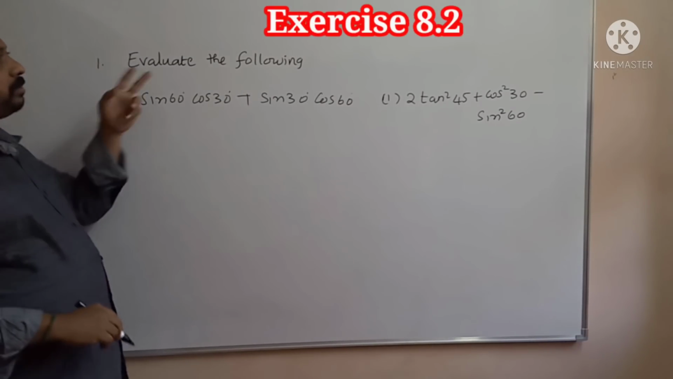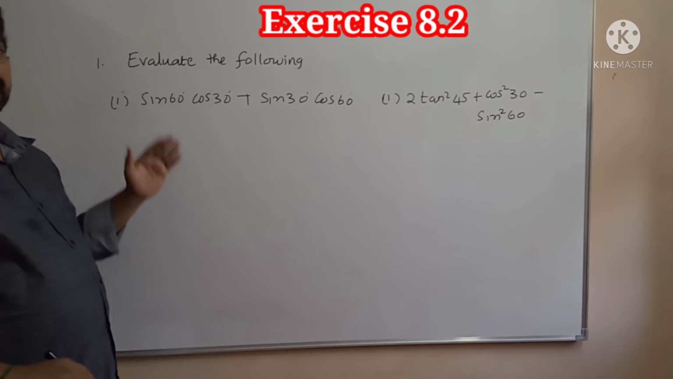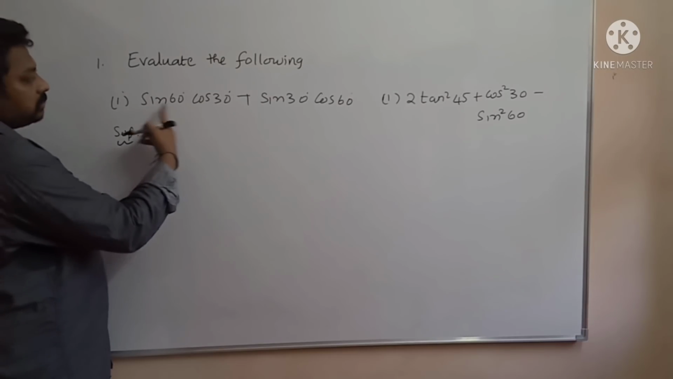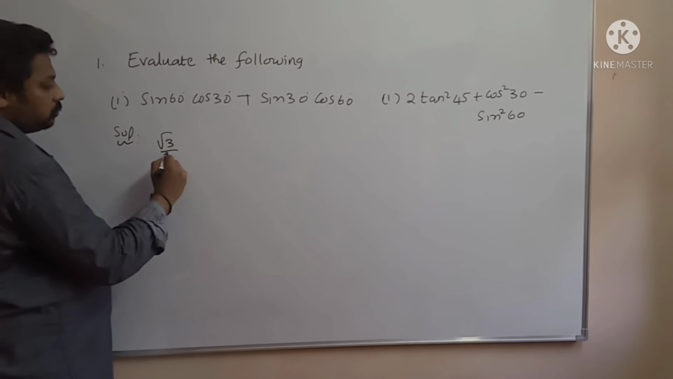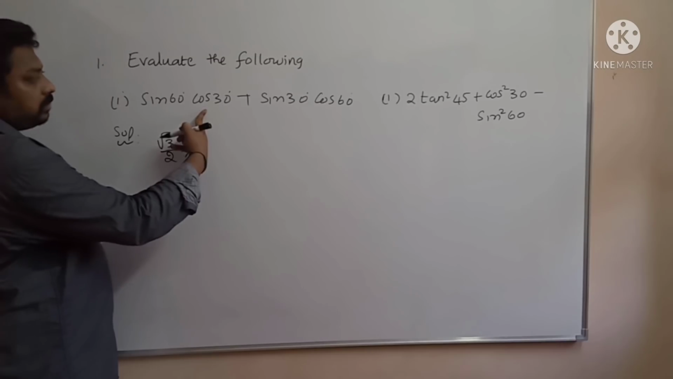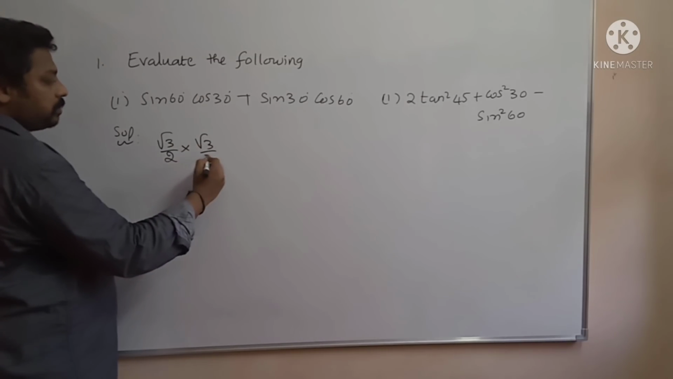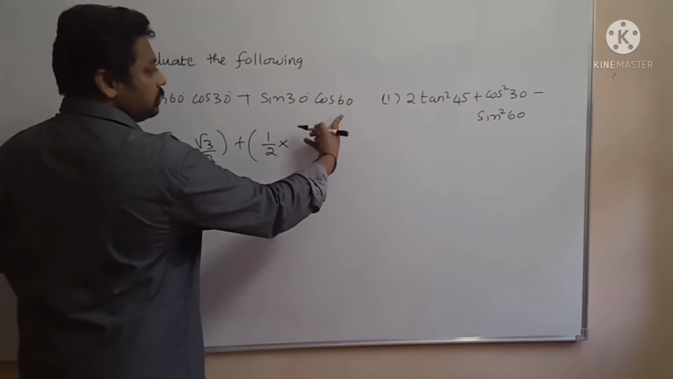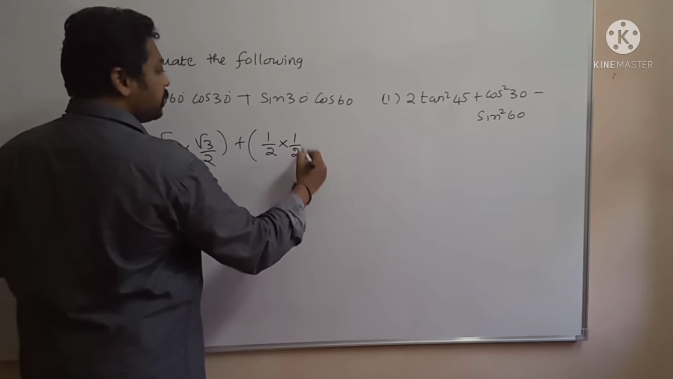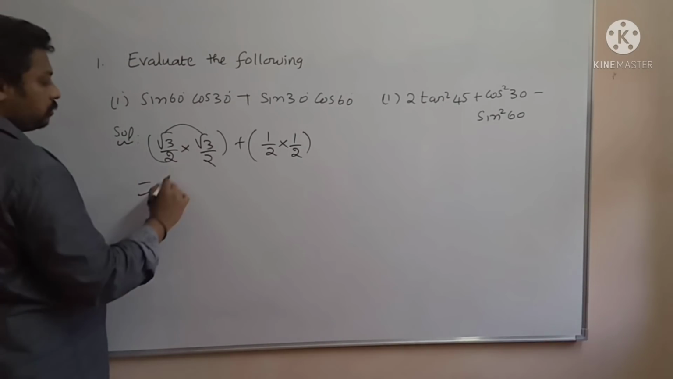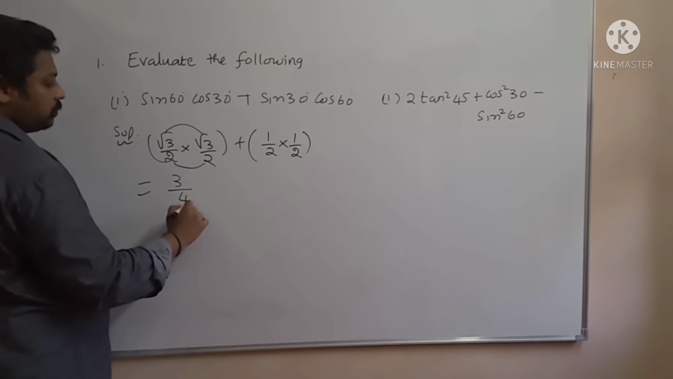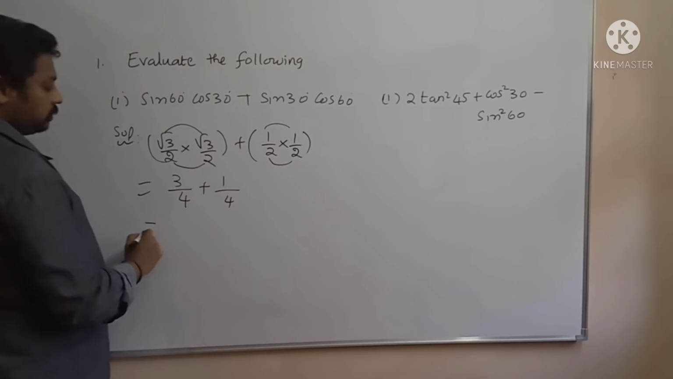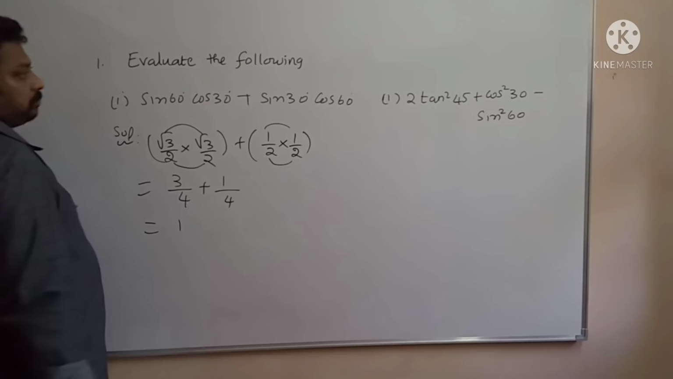So coming to the first problem in exercise 8.2 of class 10 NCERT. Sin 60, what is the value of sin 60? Root 3 by 2. Cos 30, cos 30 is sin 60, again root 3 by 2. Plus sin 30, it is 1 by 2. Cos 60 is sin 30, again 1 by 2. So root 3 into root 3, 3. 2 into 2 is 4. 1 into 1, 1 by 2 into 2, 4. 3 by 4 plus 1 by 4 is 1.